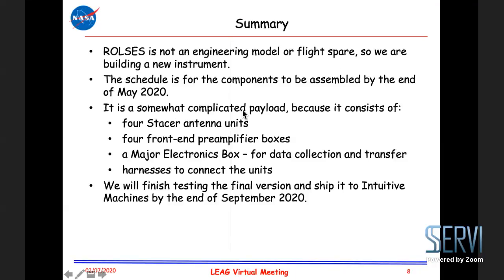It's a complicated payload compared to many other NASA-provided or LSITP lunar payloads because we have 4 stacer antenna units, 4 front-end preamplifier boxes, and a major electronics box for the data collection and transfer, and of course harnesses to connect all of these units.